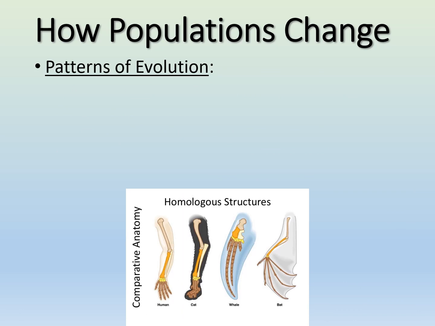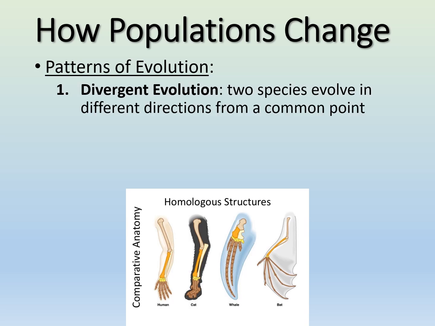So now let's look at some patterns of evolution and what we've actually seen in populations that change. So we have something called convergent and divergent evolution. They sound very similar, but they are different. So let's go through divergent evolution first.